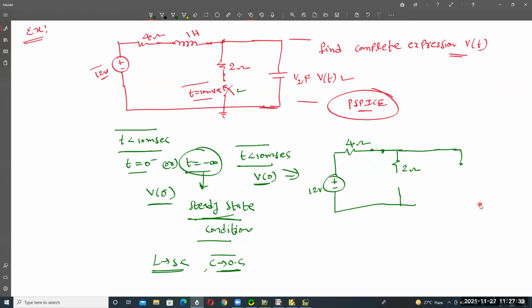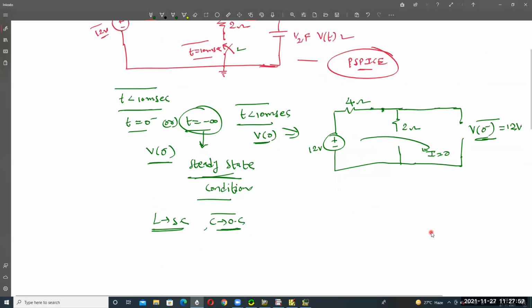At t is less than 0, that is called one of the steady state. Okay. This is called V of 0 minus. So that means the current in this circuit is equal to 0 because the capacitor is fully charged. Therefore, it is open circuit. Then voltage across the capacitor is nothing but 12 volts. So this is the initial condition. That is called V of 0 minus is equal to 12 volts. And current flowing into the inductor at 0 minus is also equal to 0 amps. These are the initial conditions.